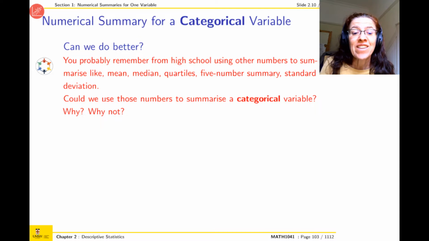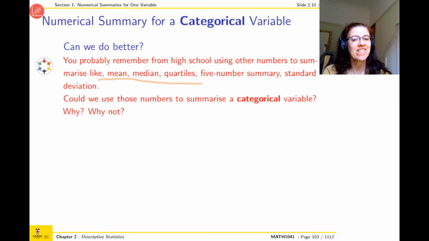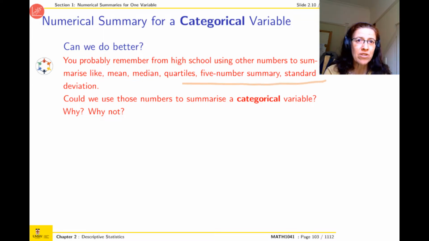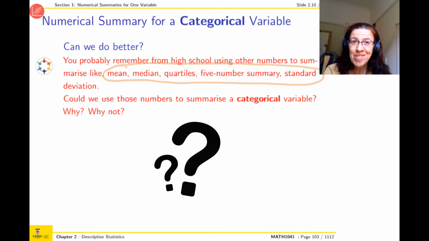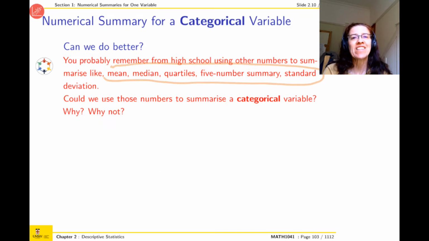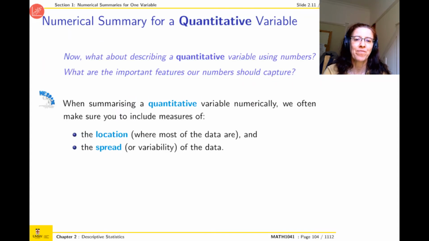The answer is no, these don't make sense for categorical variables. If the only possible answers are yes and no, how do you average yes and no? So these don't make sense for a categorical variable. So for categorical variables, we'll have to stick to our table of frequency. But your memory was correct. These exist. They make sense for, remember? They make sense for quantitative variables, and we'll be using them.